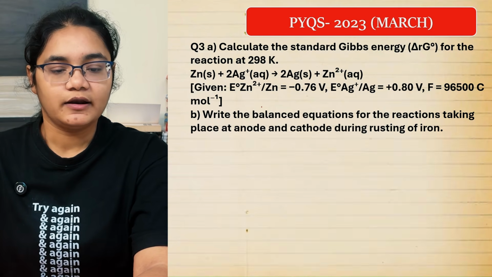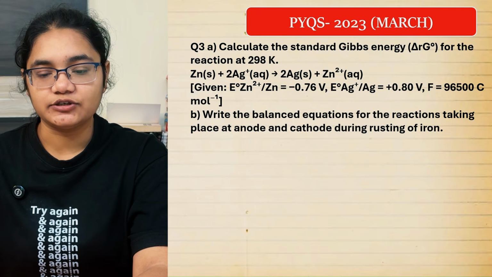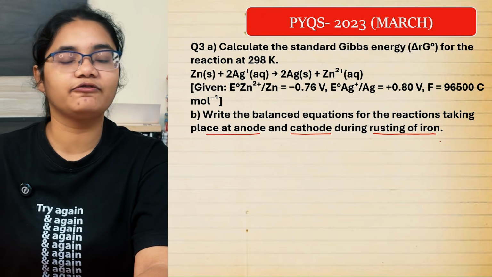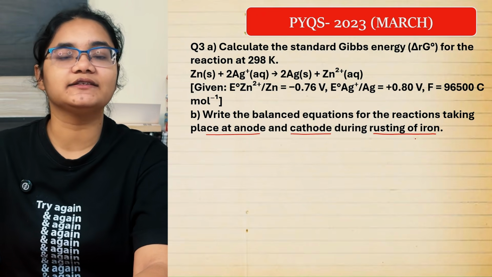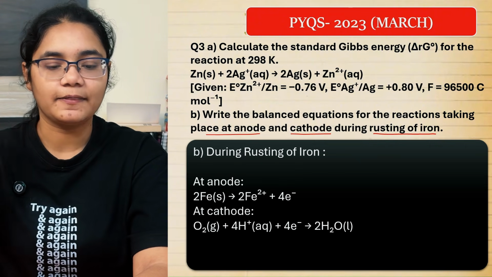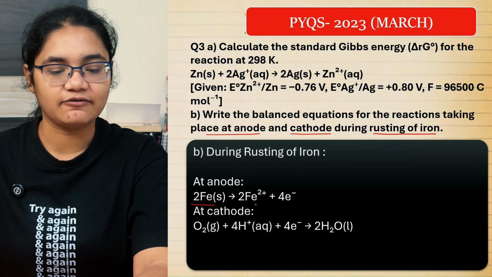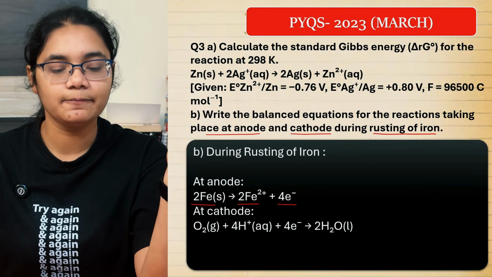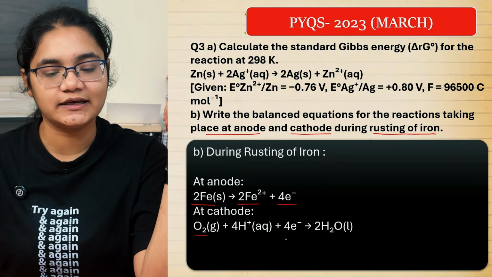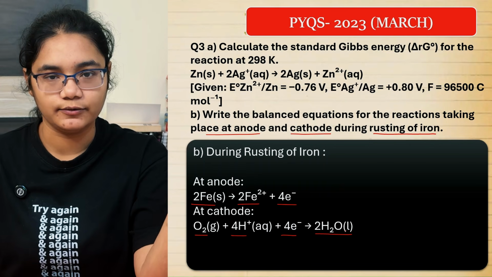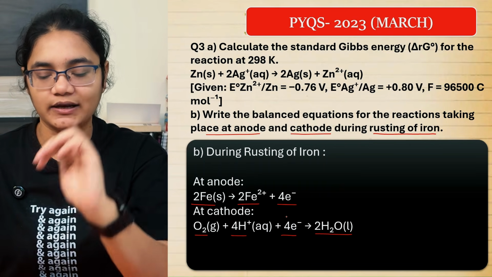Okay. Next, we'll see the B part. Write the balanced equation for the reaction taking place at anode and cathode during the rusting of iron. Rusting of iron is an electrochemical phenomenon, so we will see what reaction takes place at anode and cathode. At the anode, what happens? Fe gets oxidized to Fe2 plus with the release of 4 electrons, meaning 2 Fe. And at the cathode, what happens? Oxygen gains these electrons with hydrogen to form water molecules. Clear? That is the reaction at anode and cathode.